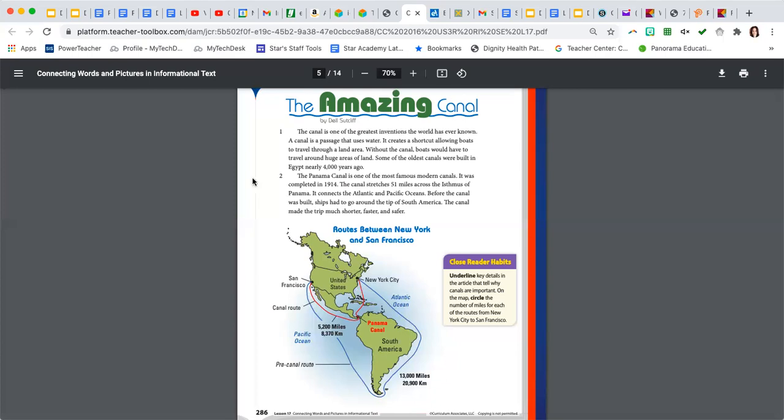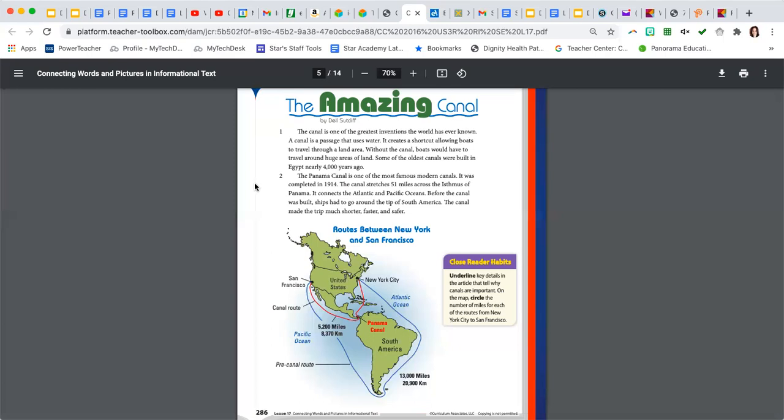All right, starting with paragraph 1, please follow along. Here we go. The canal is one of the greatest inventions the world has ever known. A canal is a passage that uses water. It creates a shortcut, allowing boats to travel through a land area. Without the canal, boats would have to travel around huge areas of land. Some of the oldest canals were built in Egypt nearly 4,000 years ago.